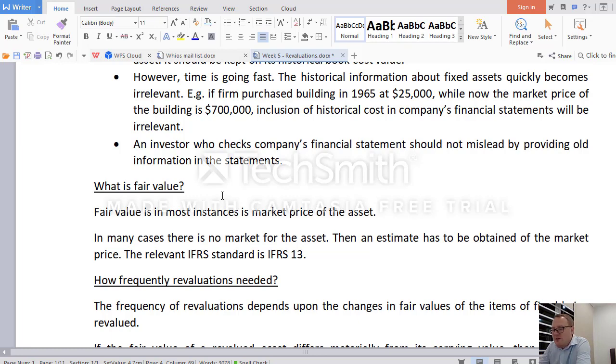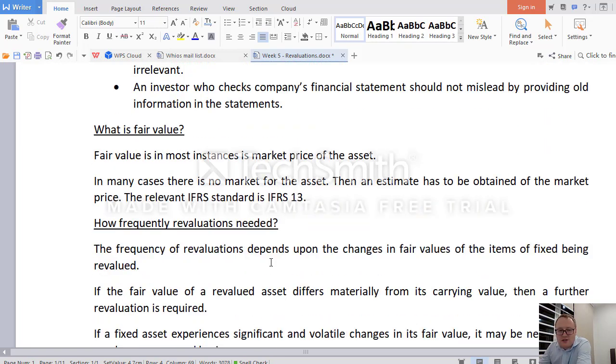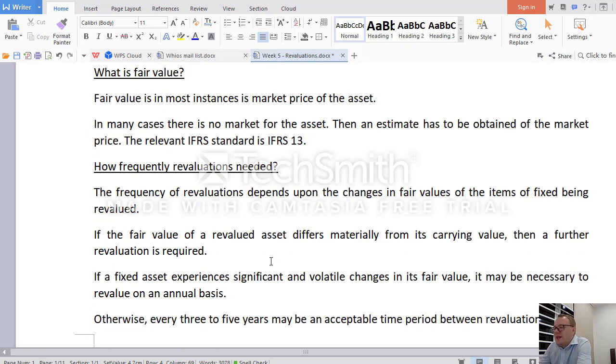Fair value, typically, is the prevailing market price of the asset, if there is a market for that asset, of course. The relevant IFRS standard is IFRS 13. How frequently do we need to do revaluations? Whenever the value of the asset is materially different from the carrying value, substantially different. Like in our case, we purchased the building at 25,000, now the market value is 700,000. Clearly the difference is material.